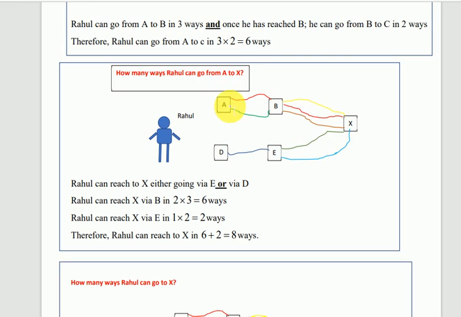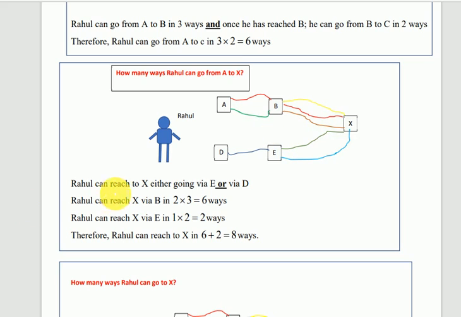It is not here, it is not and. Okay, here it is or. He can go this or this. That means I have to find how many ways he can go this way and how many ways he can go this way, and then I have to take the sum. So this is only called the addition principle.